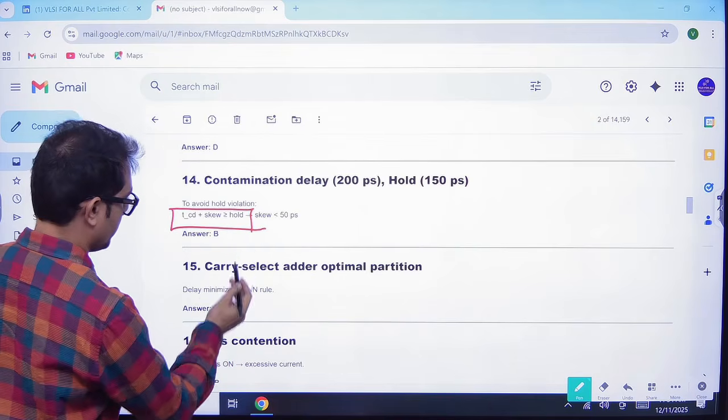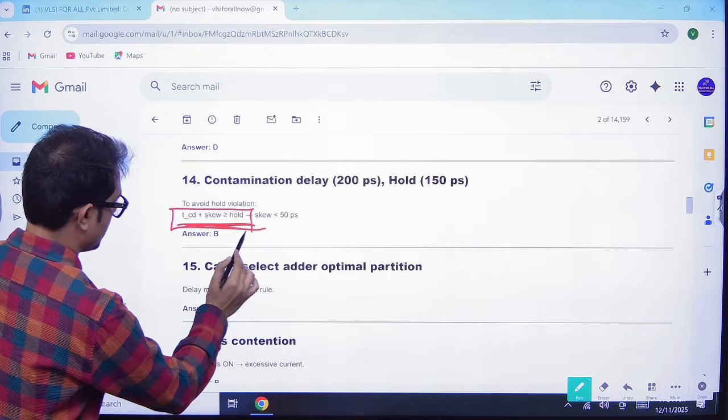Yeah, here we have the formula. This formula we are using here. Okay, fine.